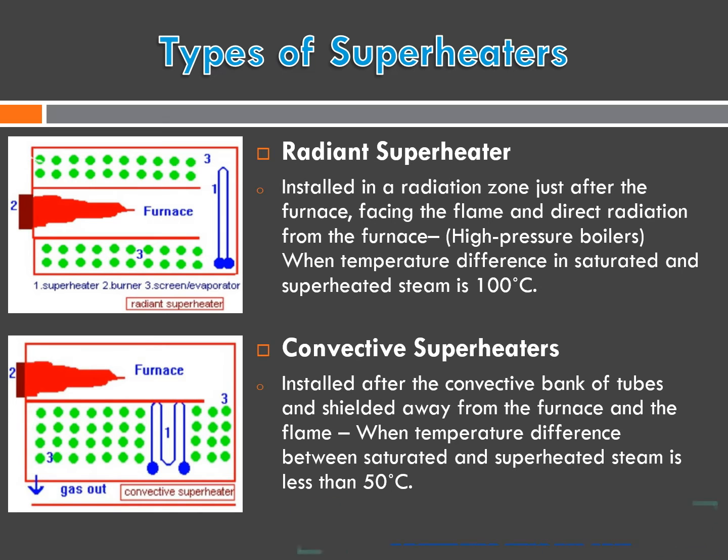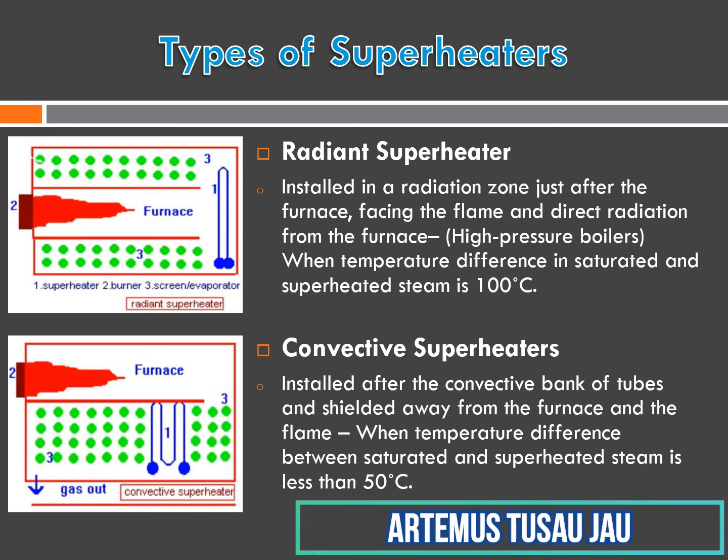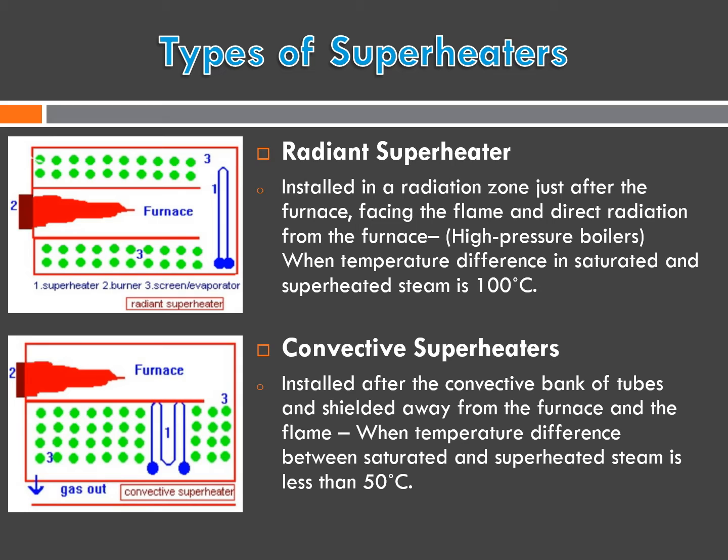There are two types of superheaters. One, radiant superheater, and the second one is convective superheater. Radiant superheater, as you can see from the diagram, is installed in the radiation zone just after the furnace, facing the flame and direct radiation from the furnace. It's usually used in high pressure boilers when the temperature difference between the saturated and superheated steam is 100 degrees Celsius.